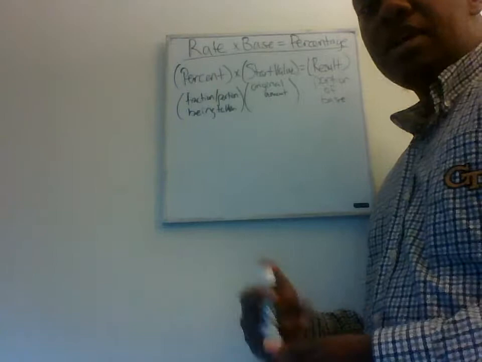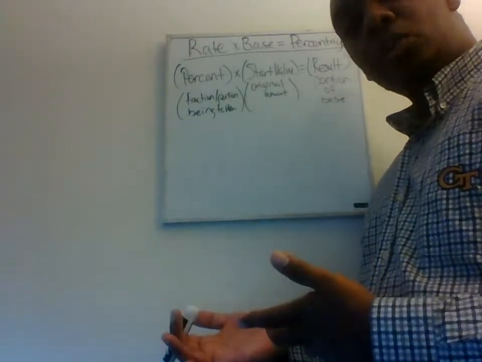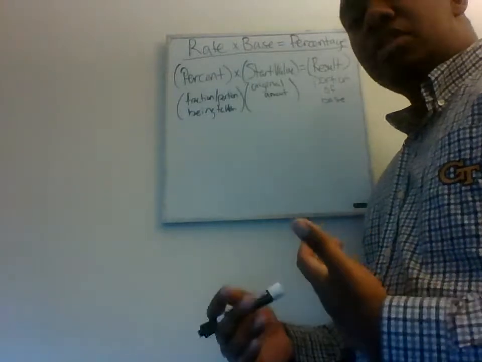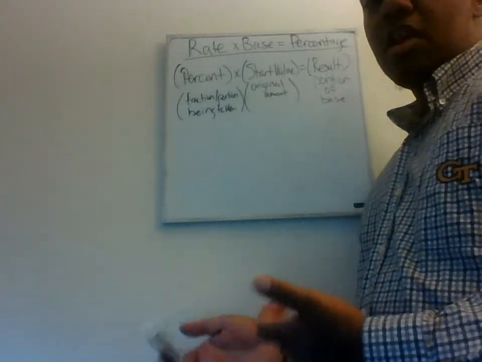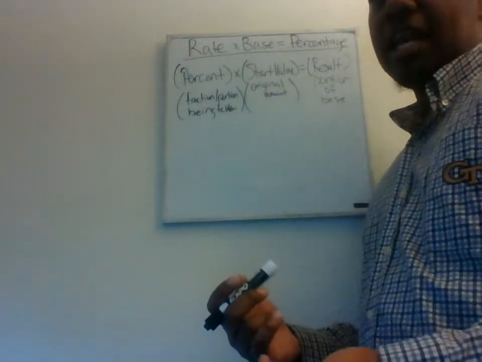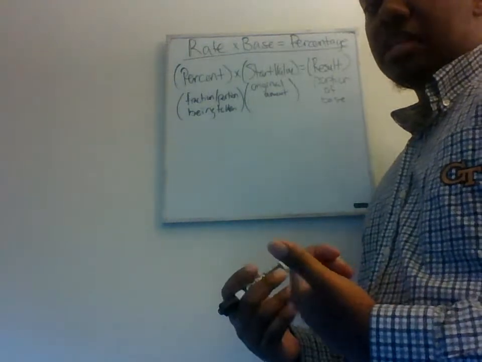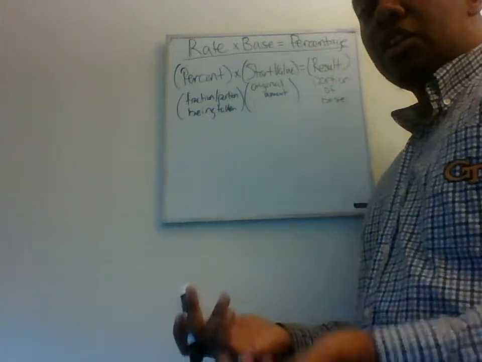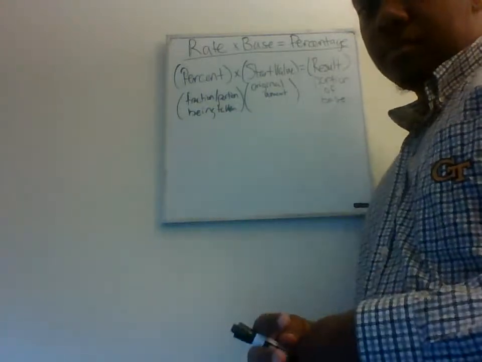For example, if I said, what is 25% of 120, the 25% would be the rate. If I said, what percent of 48 is 12, we will be looking for the rate in that question because we don't know what the percent was. If I say 60 is 30% of what number, the 30% would be the rate.